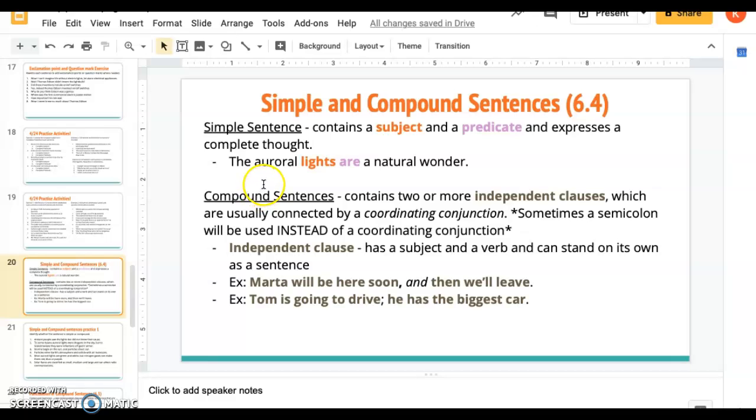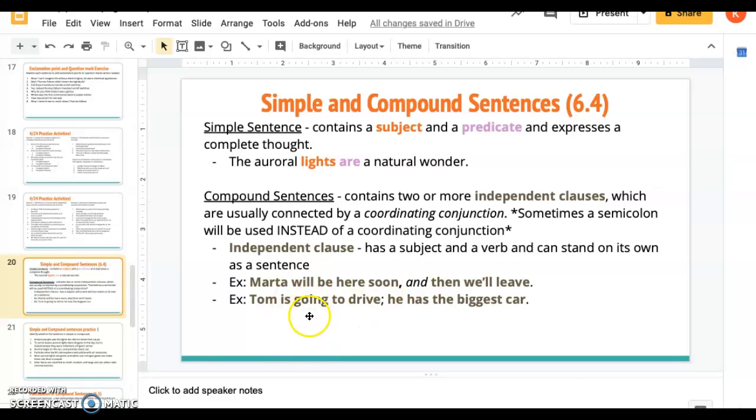A compound sentence contains two or more independent clauses. So an independent clause is like a sentence, okay? And they are usually connected by a coordinating conjunction. Sometimes a semicolon can be used instead of a coordinating conjunction. Now, when you have a coordinating conjunction, a comma will come before it, okay? So we're going to show that. So again, an independent clause, it's a subject and a verb or a predicate, can stand on its own. So it's just one sentence.